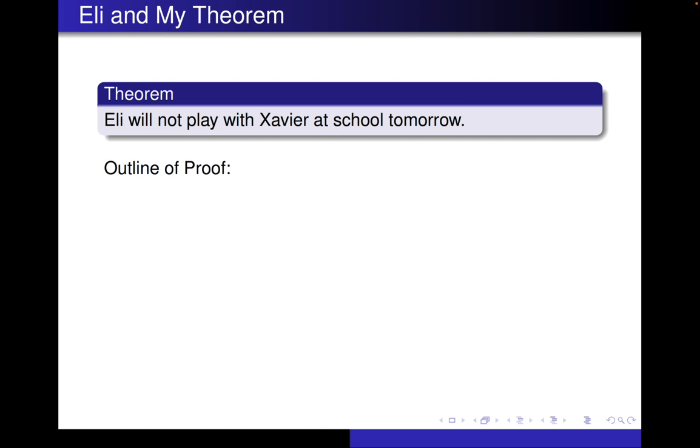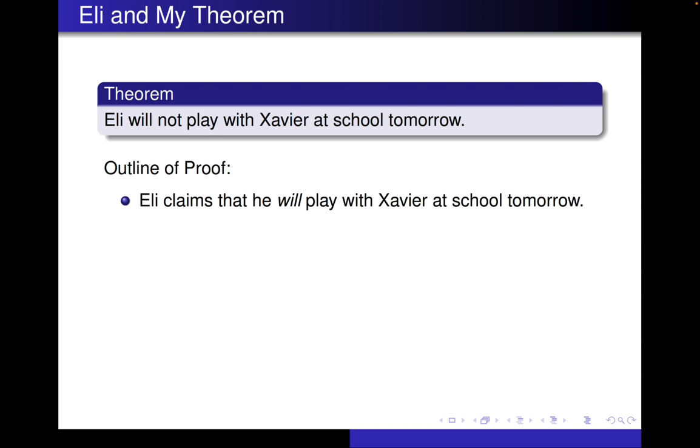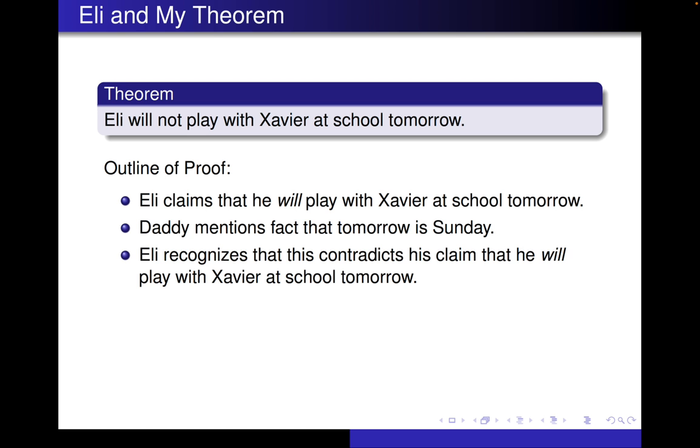Now the first part of our proof, this is just an outline, right? The first part is I let Eli claim that he will play with Xavier at school tomorrow, which seems a little bit weird because we are claiming the exact negation of what it is that we're trying to prove. But that's how it started. Eli says, I'm going to play with Xavier at school tomorrow. Then I mentioned the fact that tomorrow is Sunday, and then Eli recognizes that this contradicts his claim that he will play with Xavier at school tomorrow.